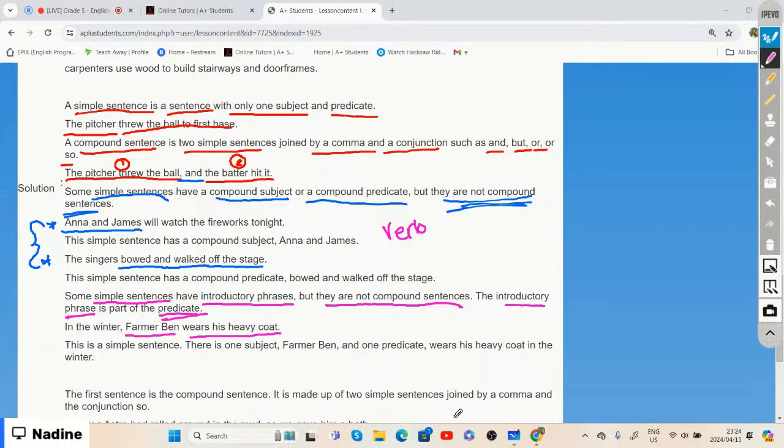So if a sentence has a compound subject, then it means that it has two people or animals or things that they're talking about. And if we have a compound predicate, then it's two actions that are being done by one person, right? You may ask the question.